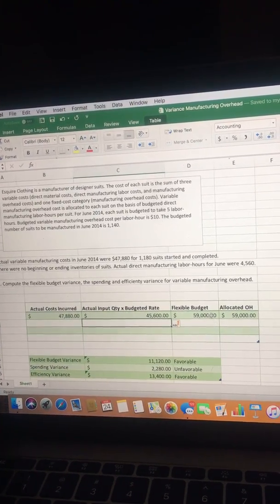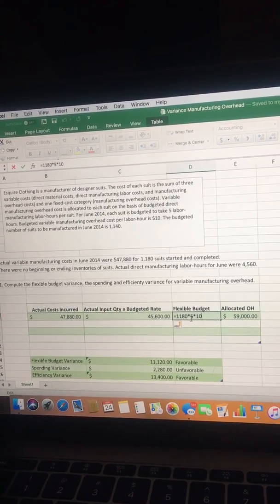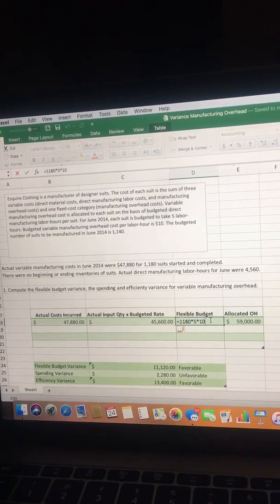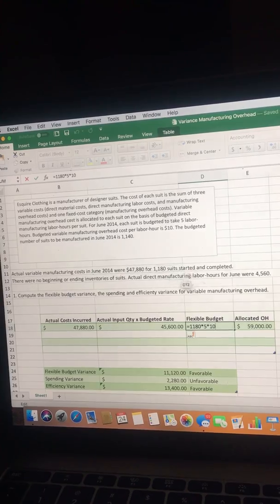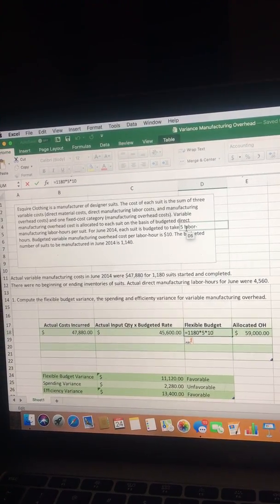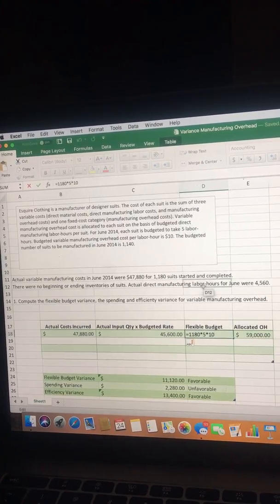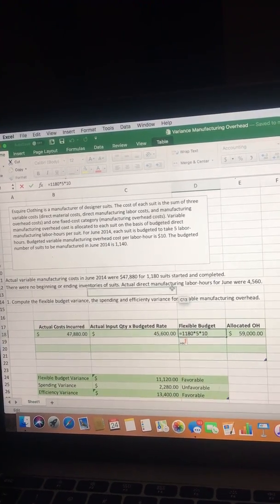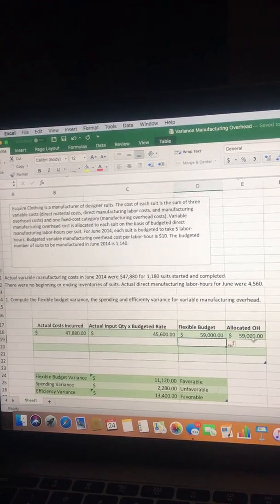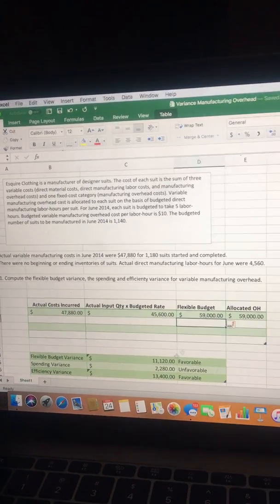Now for our flexible budget, as you can see, we took the 1,180 and those were in the suits. And this is going to be multiplied by the 5 labor hours that were budgeted times the $10 per labor hour, and that gives us the 59,000, which is also going to be allocated.